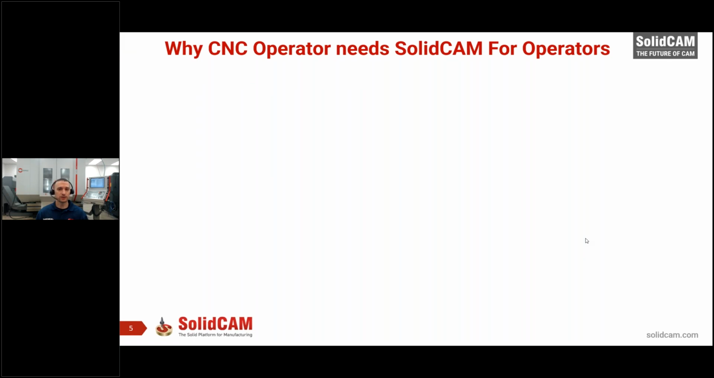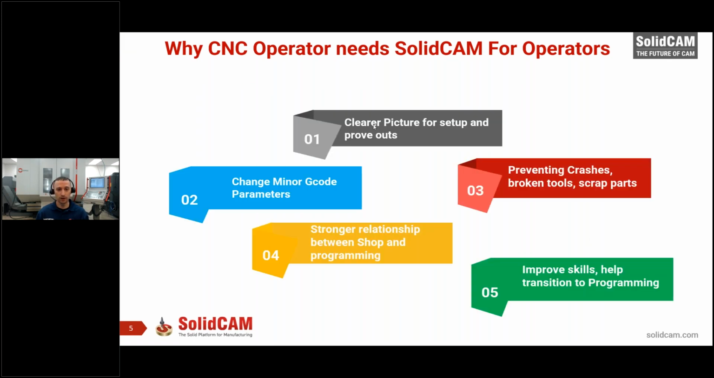So why do CNC operators need SolidCAM for operators? Well, one, we provide a clearer picture for setup and prove outs. We have the ability to change minor G-code parameters like feeds and speeds, step overs, and wall offsets. It can help prevent crashes, broken tools, and scrap parts. As you'll see, it has really good simulation, so being able to see things ahead of time can help with some of those things.